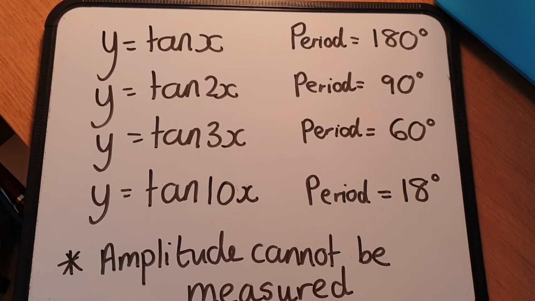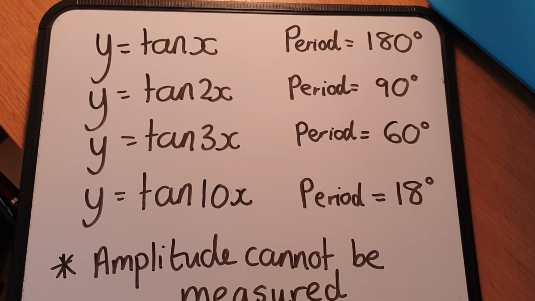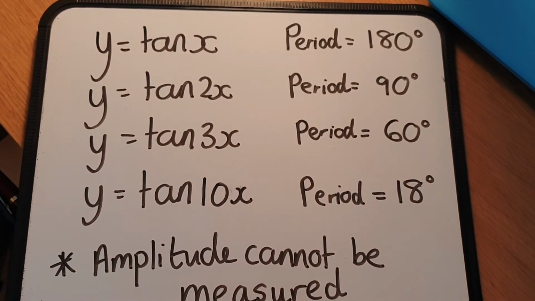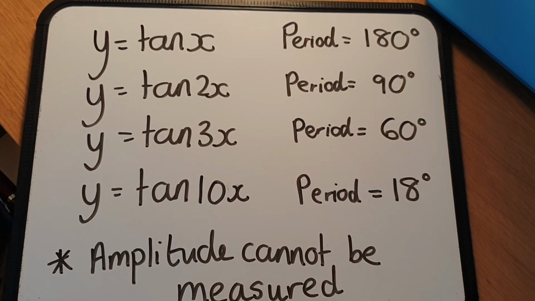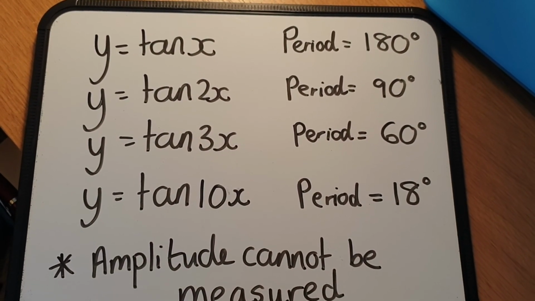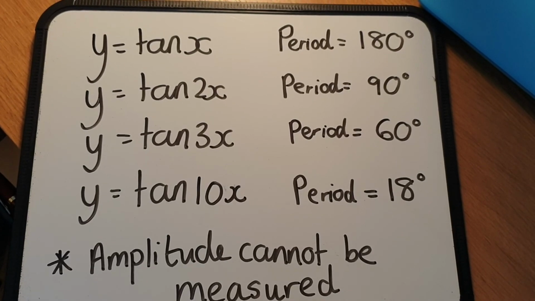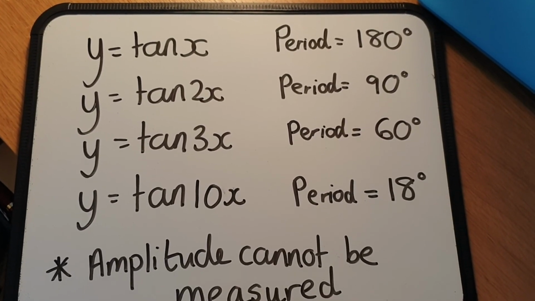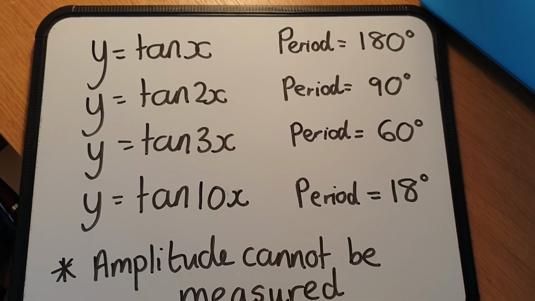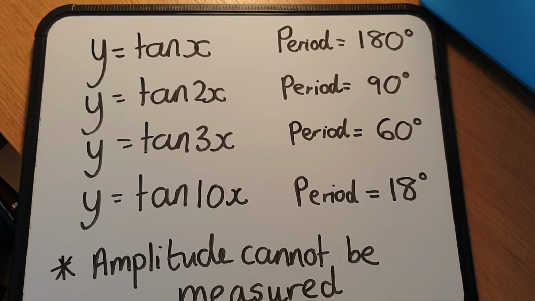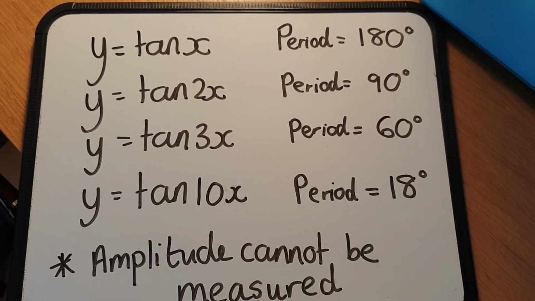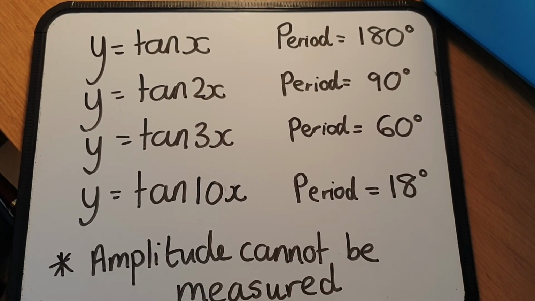If you're ever asked the amplitude, you would just say it cannot be measured. So they can put a number in front of the tan x, but it won't change anything. So don't worry if they write y equals 5 tan x, you would still just say the period is 180 degrees and the amplitude cannot be measured. So that's why I haven't bothered to put any numbers on the front, because it won't change the answer at all. So you just need to know how to calculate the period if you ever come across a tan graph or a tan equation function.